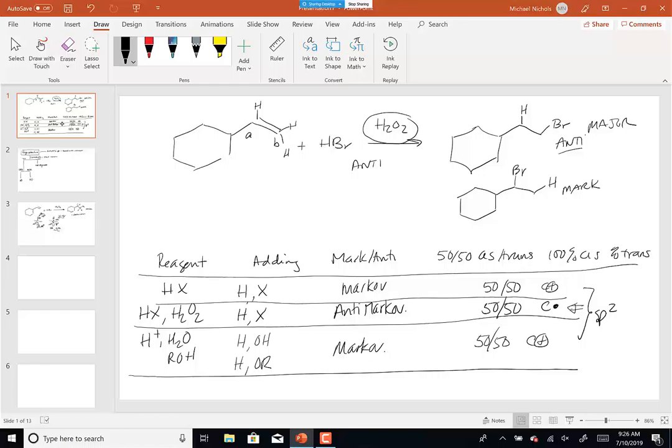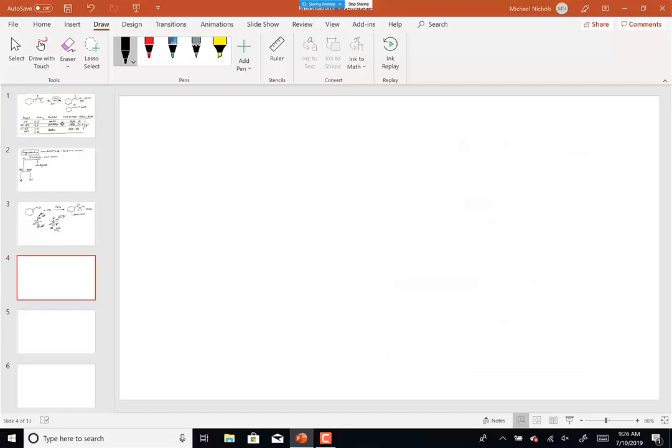So what if I wanted to add H and OH anti-Markovnikov? What should I do? I need a new reagent. So if I want to add, let's say to this double bond, an H and an OH anti-Markovnikov, I'm going to change my reagent and use BH3 and H2O2.